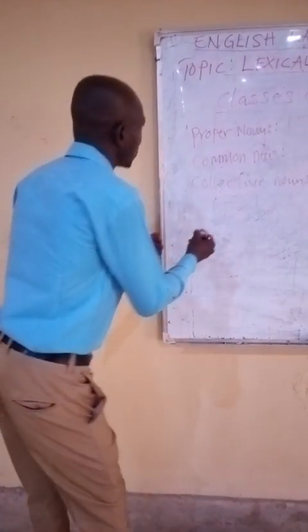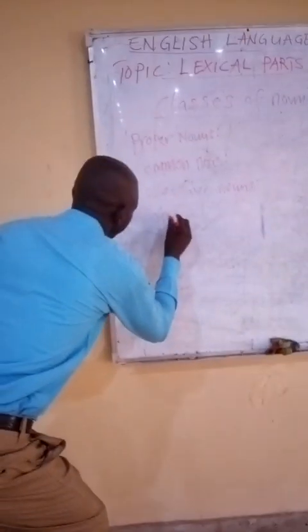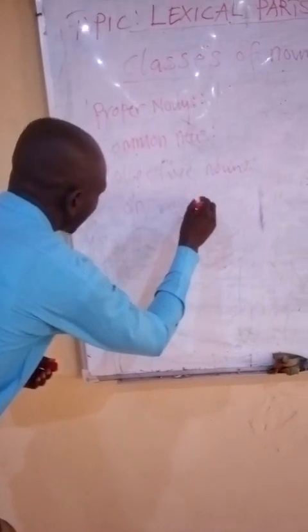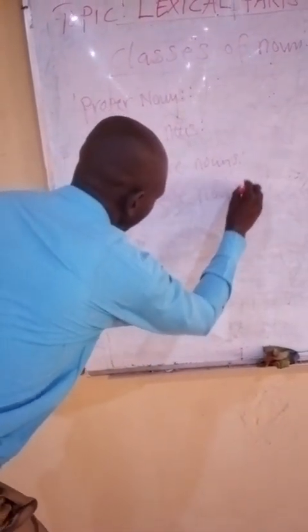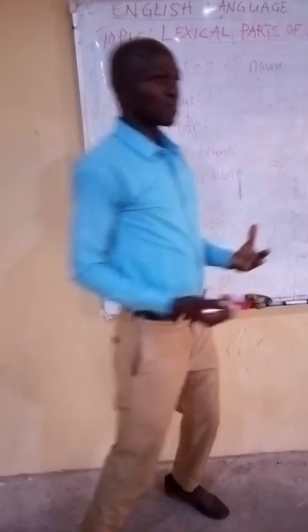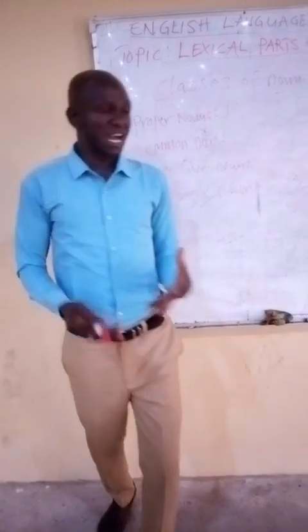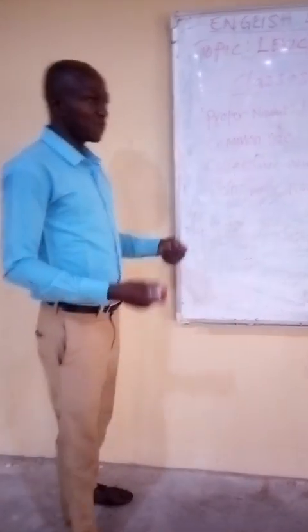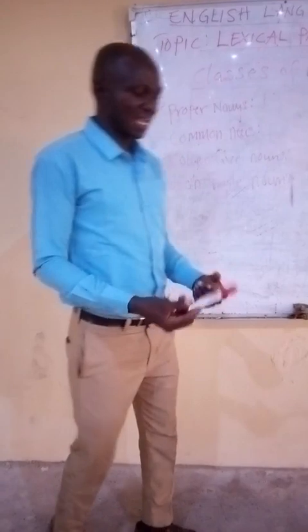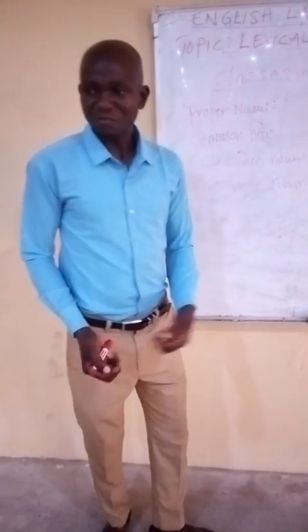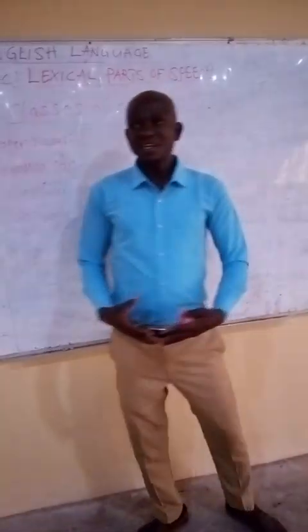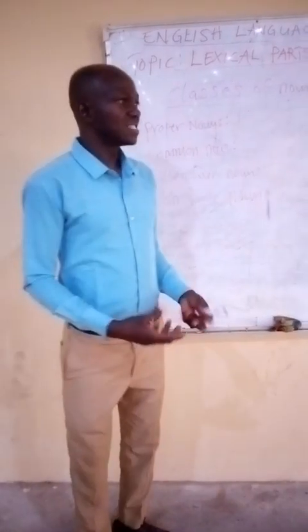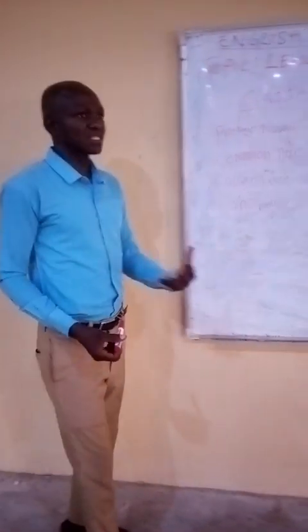And we have another class of noun, which is the concrete noun. When we talk about concrete nouns, we're referring to nouns that can be touched and felt. That is, material things that you can touch, you can feel, you can carry if possible. An example of a concrete noun is a table, because you can touch it and feel it. You can touch a bench, a chair, a cell phone. These are concrete nouns, nouns that can be touched and felt.